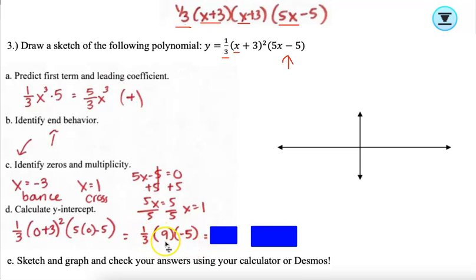1/3 times 9 is the same thing as saying 9 divided by 3. 9 divided by 3 is 3. 3 times -5 would be -15. So my y-intercept is at a 0, -15. So now I can head to graphing. So I'm going to add my x-intercepts. So boom, boom, boom at a -3. Got one x-intercept at a 1. And then 0 somewhere down here would be a -15.